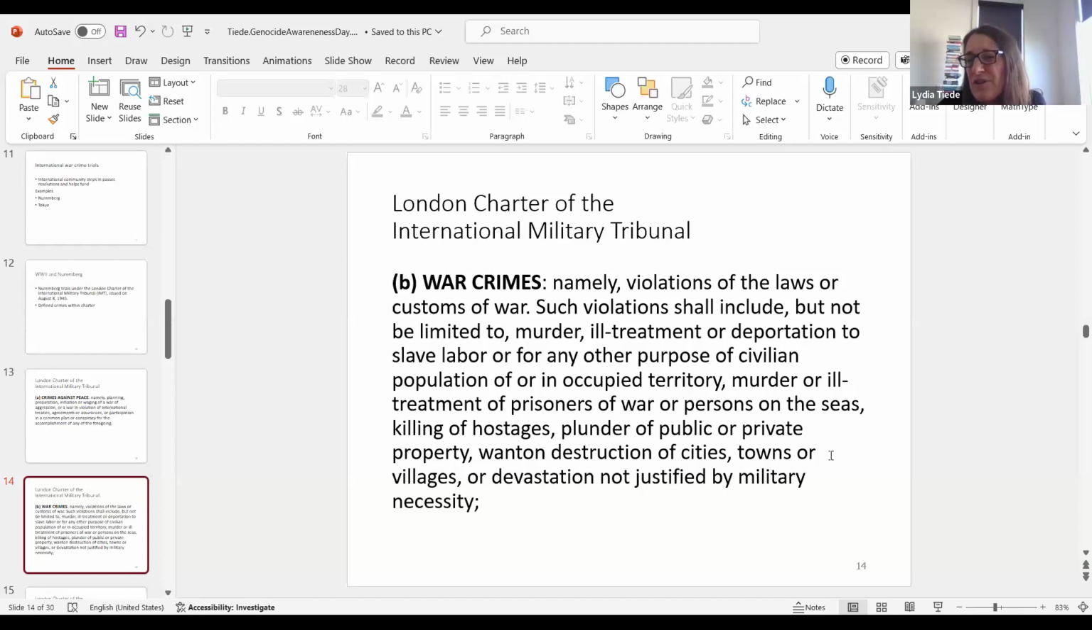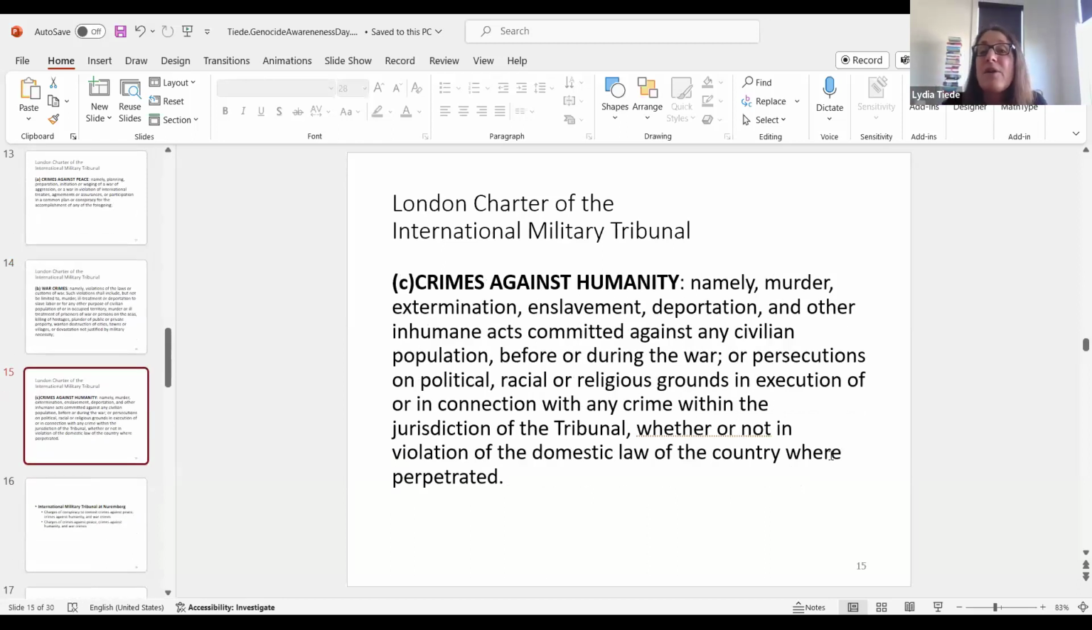And these are actually very much spoken in customary international law. So again, it is put in a document here so the court in Nuremberg knows what to do and what they can address. But a lot of this comes from international law or customary international law. And then we have crimes against humanity: murder, extermination, enslavement, deportation, and other inhumane acts committed against any civilian population before or during war, persecutions on political, racial, or religious grounds. The court also had jurisdiction over these.